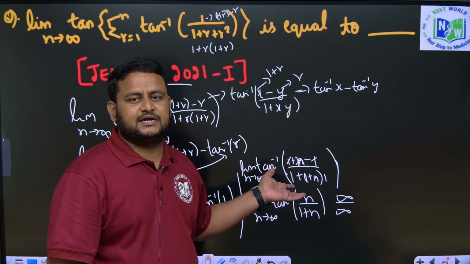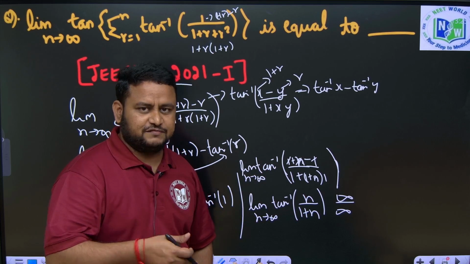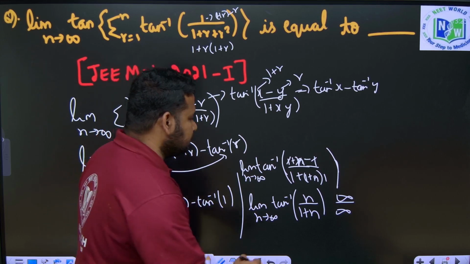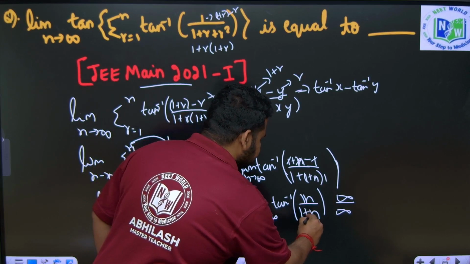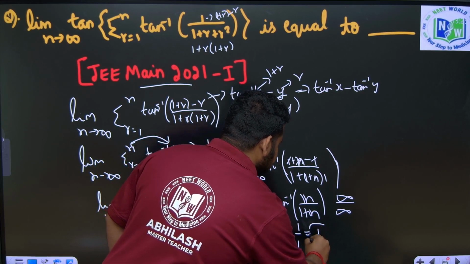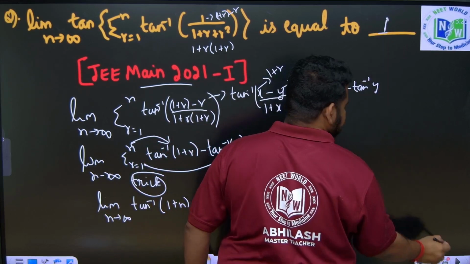When the powers of numerator and denominator are equal, the answer is the coefficient of the highest power of numerator divided by the coefficient of the highest power of denominator. Here it is 1, here also it is 1. So the answer is 1 by 1, that is 1. Got it, friends? The answer is equal to 1.